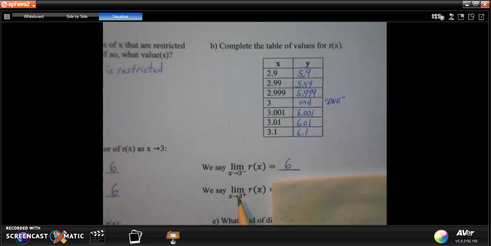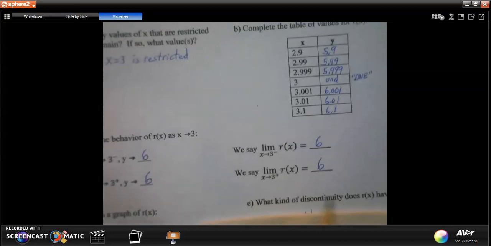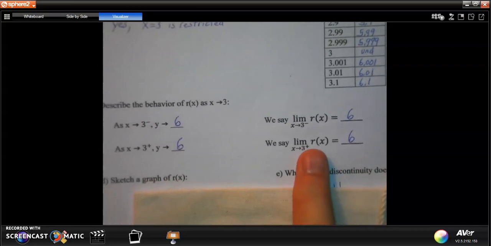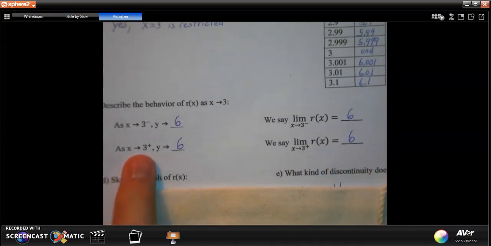And then the limit as x approaches 3 from the right side of our function r of x equals 6. Okay, so that is just the notation. That limit notation is just the way of saying this concept over here: that as x approaches 3 from the left or right side, what is the y value approaching?